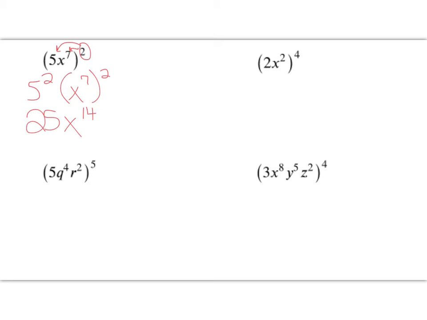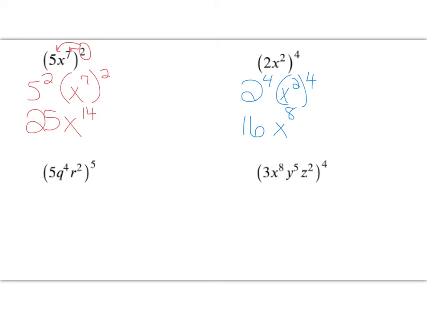The next one, the base is 2x squared, and that is being raised to the 4th power. So that means 2 is being raised to the 4th power, and x squared is being raised to the 4th power. So 2 to the 4th power, if you don't know that right off the top of your head, you can do 2 power key 4 in your calculator, and you're going to get 16. And then x squared raised to the 4th, that's the power rule. So I multiply the powers, and 2 times 4 is 8.